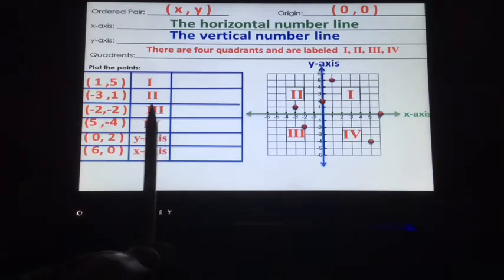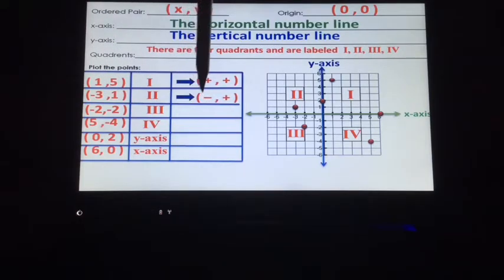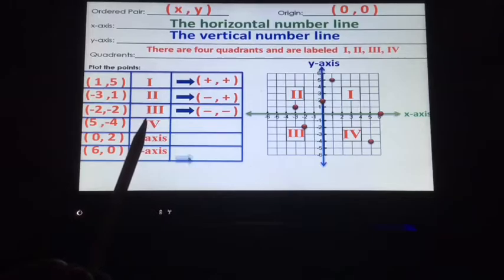Now, I already knew that these points were going to be in those areas because of these numbers over here. Since this first point is positive, positive, it's automatically in the first quadrant, and any positive, positive will always be in the first quadrant. Over here we have a (-3, +1). That right there is negative, positive. Those will always be in the second quadrant. And then we have two negatives. Two negatives will always be in the third quadrant. A positive then a negative will always be in the fourth quadrant.